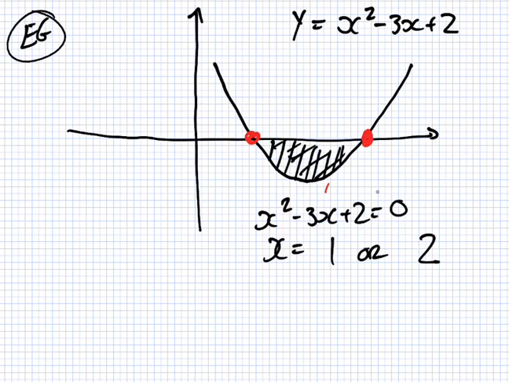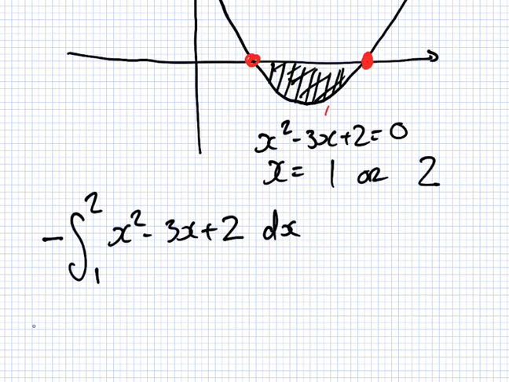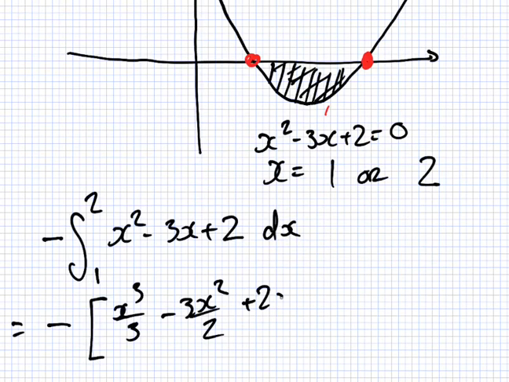Now, if I want to calculate the area, I need to do the integral from 1 to 2 of x squared minus 3x plus 2. But because this is underneath the curve, we need a minus here. Okay, so we can calculate now. This would be minus x cubed over 3 minus 3x squared over 2 plus 2x, from 2 to 1.